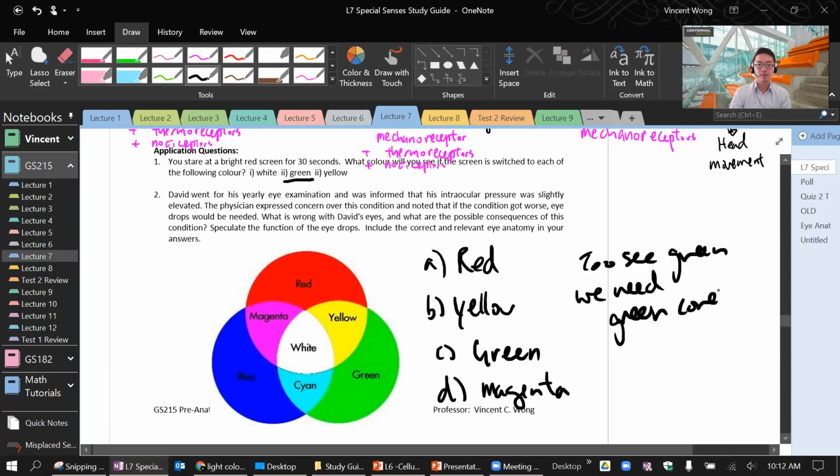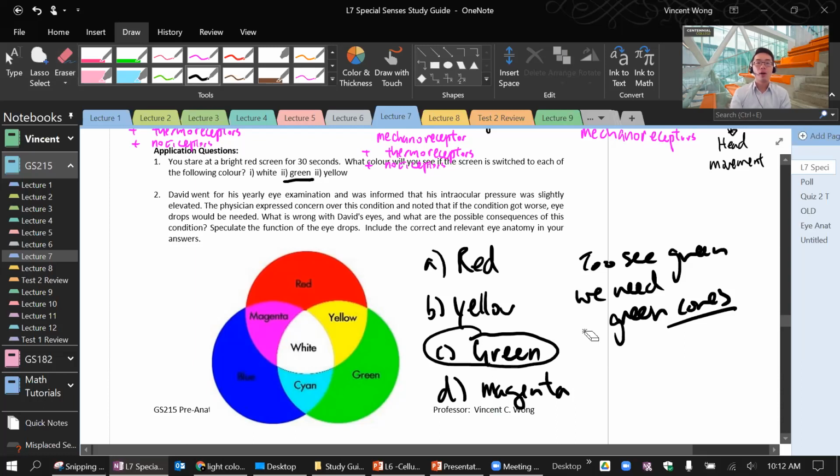green cones, right? There are only 3 types of cones: red cones, blue cones, and green cones. You have to understand that. So to see the color green, you need the green cones. So if you were staring at the red screen for 30 seconds, the red ones get exhausted. But when you switch to a green screen, you didn't even need the red to see the color green, right? So it doesn't matter that the reds are exhausted, okay? To see green, you only need to have the green receptors. So you will have no problem seeing the green. So the correct answer is green.